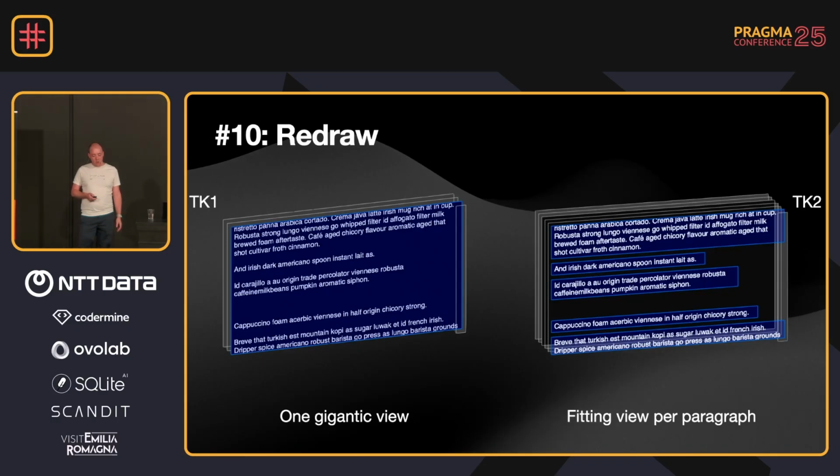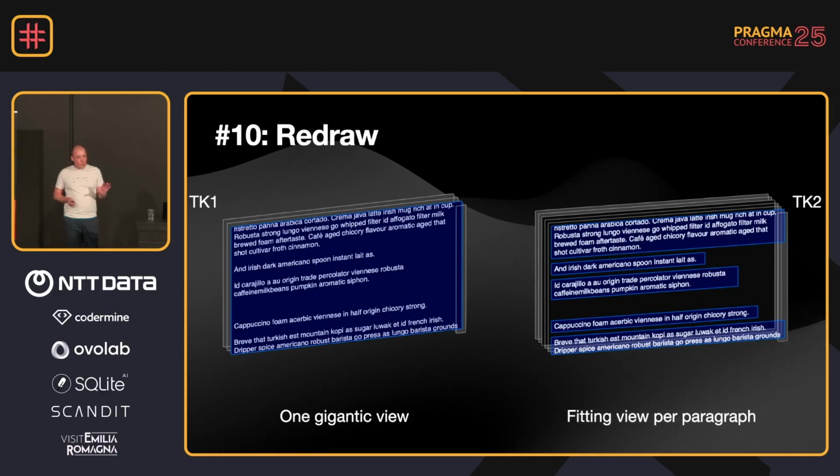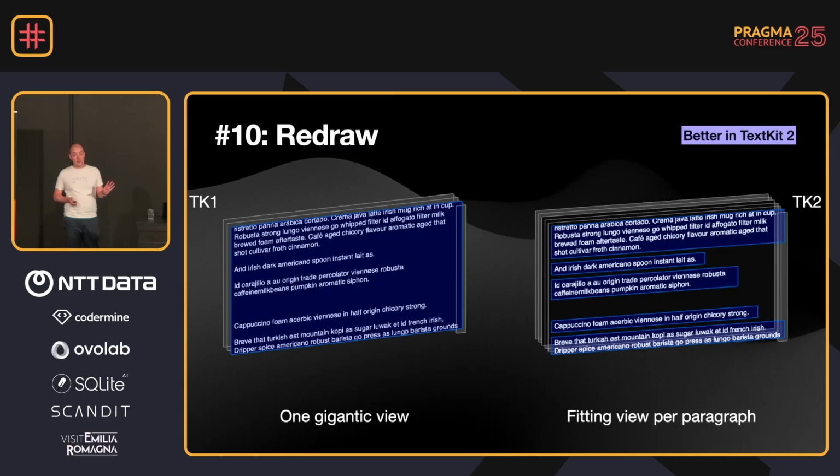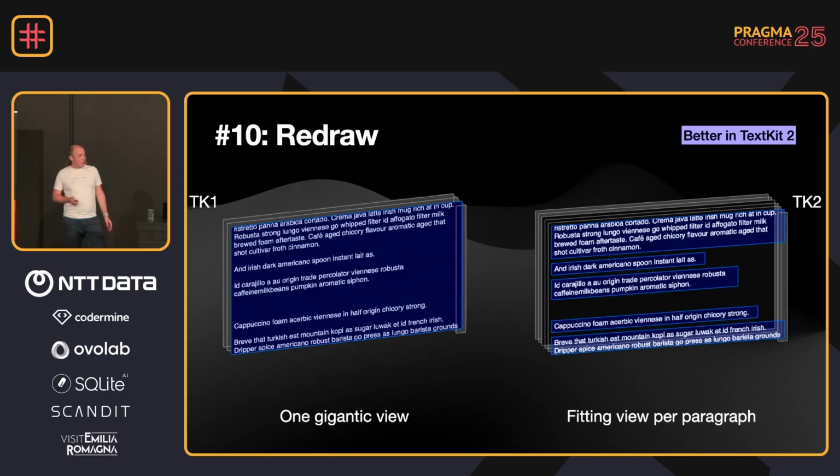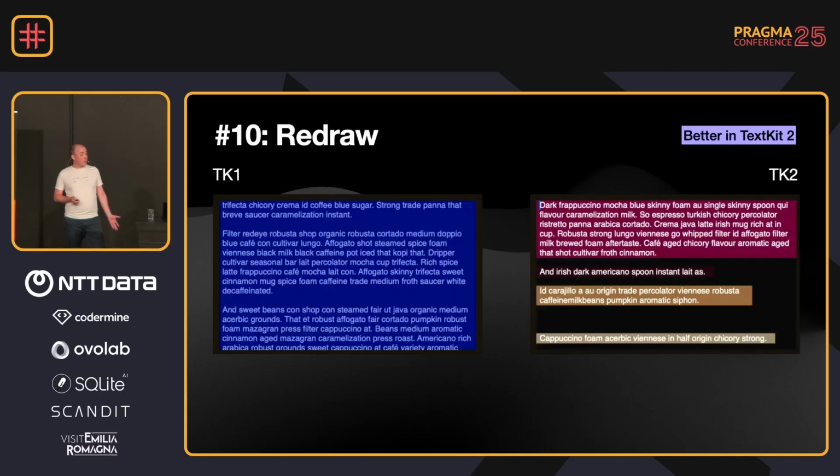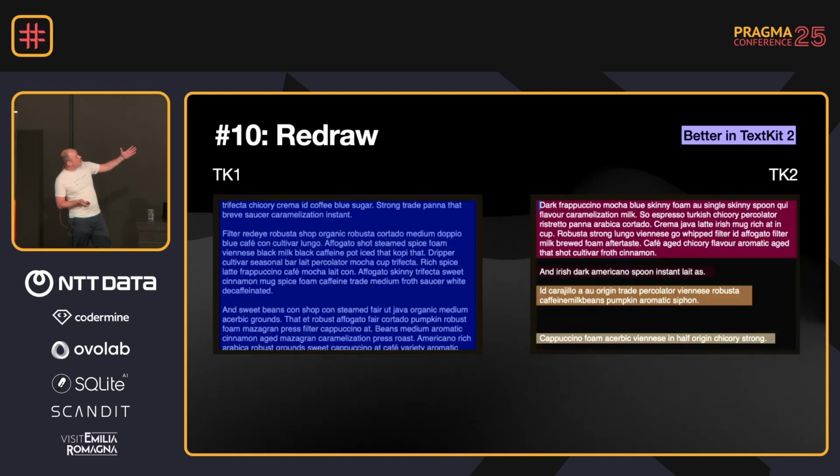All right. Remember those views that we had, the one ginormous view and the other small ones? There's actually some really nice aspects to it. I found a case where it's actually better in TextKit 2. I had to search a bit, but I found one. And that is when you resize: redraw during resize. So I have the same text here. It looks a bit different, but it's exactly the same thing in TextKit 1 and TextKit 2.